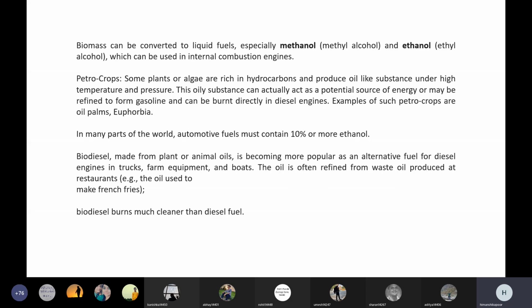Now coming to the third category, the third one is the biofuel. So what do you understand by biofuel? इससे पहले biofuels कभी आपने पढ़ा है?